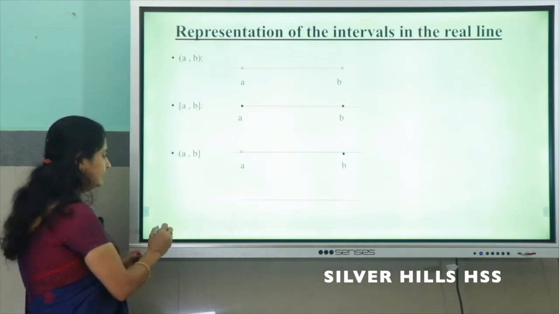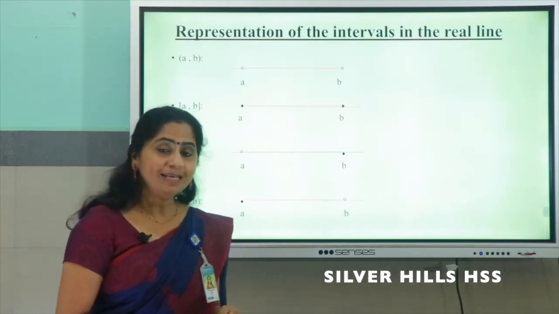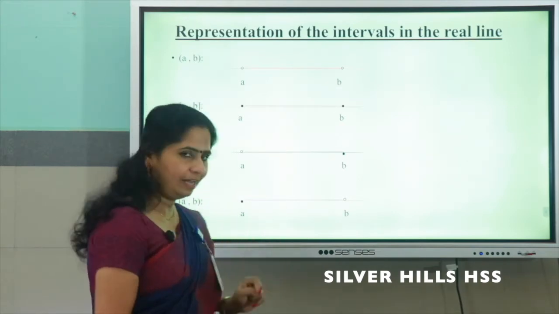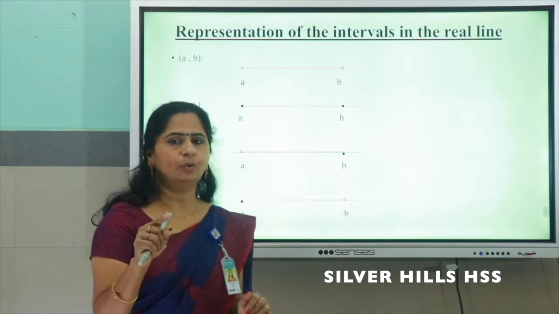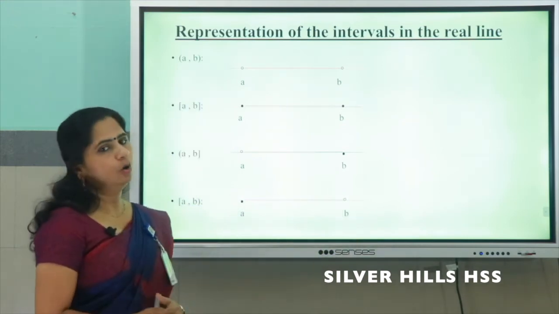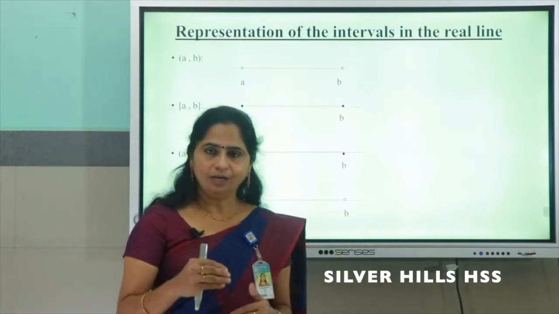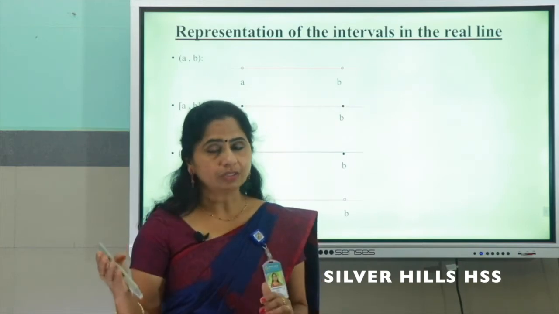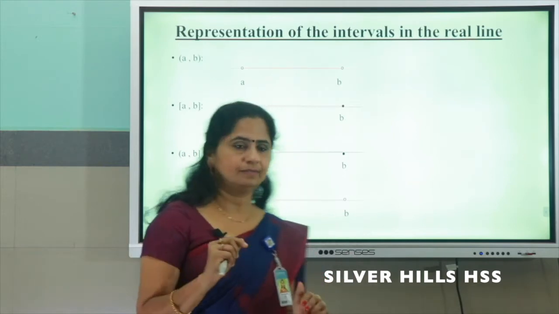And the last interval is closed A comma open B, which means A is included, therefore you darken the circle at A. The rest of the points also we take, but B is not included. So, you use an open circle for B. So, wherever the points are included, we darken the circle. Wherever the points are not included, we leave the circle open, we do not darken it.